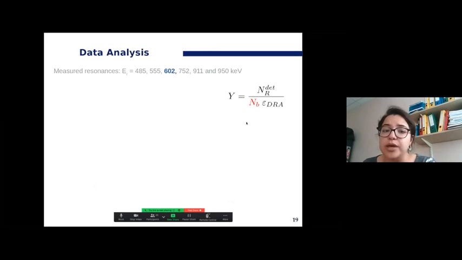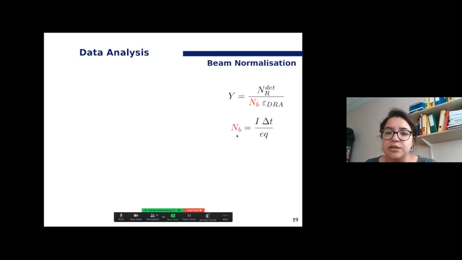I shall take the reference at 600 keV as an example. So first, we have to determine the beam normalization. The number of incident ions is proportional to the beam current over the run duration for a given beam charge state Q. But the current measurements with the Faraday cup are destructive measurements. It can be done at the beginning and the end of the run only.